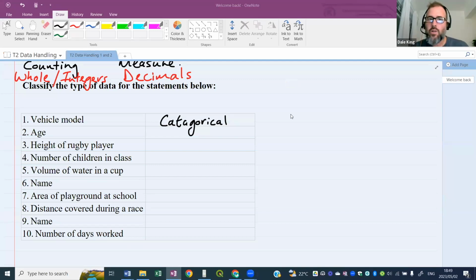It is numerical, but which type of numerical, guys? You've got to be specific now. Which type of numerical?